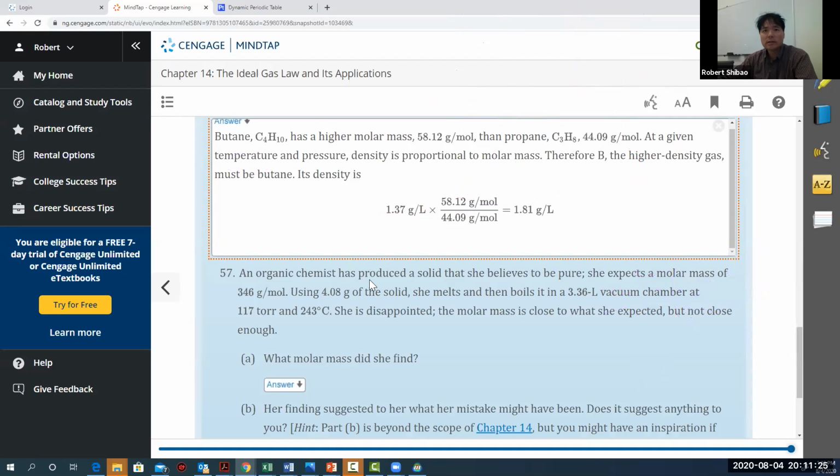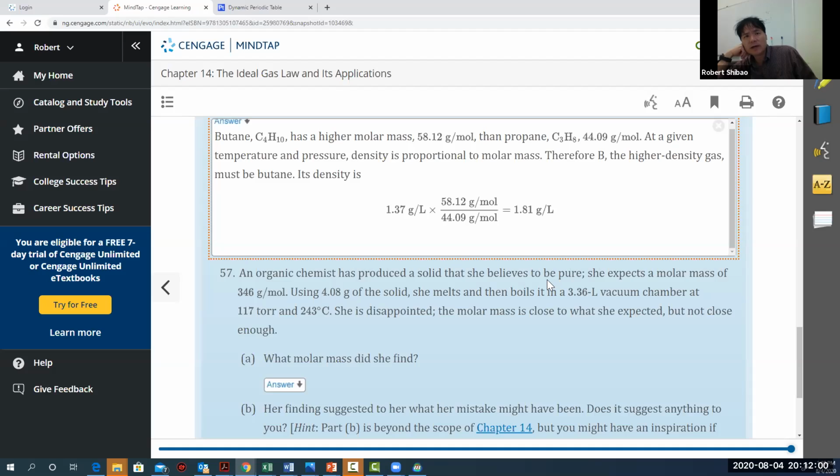An organic chemist works with hydrocarbons and those kinds of things. Inorganic chemists work with the rest of the periodic table. The organic chemist has produced a solid that she believes to be pure. That's always tricky. Are you making a pure thing, or do you have a mixture? If you have a mixture, it's a bit of a headache because there are more variables associated with that. If it's pure, it's easier to deal with and easier to characterize.